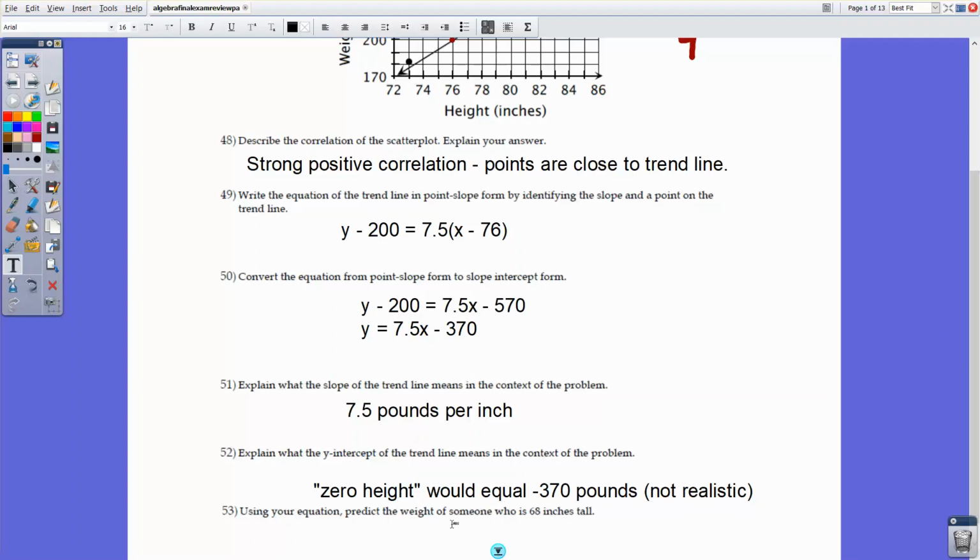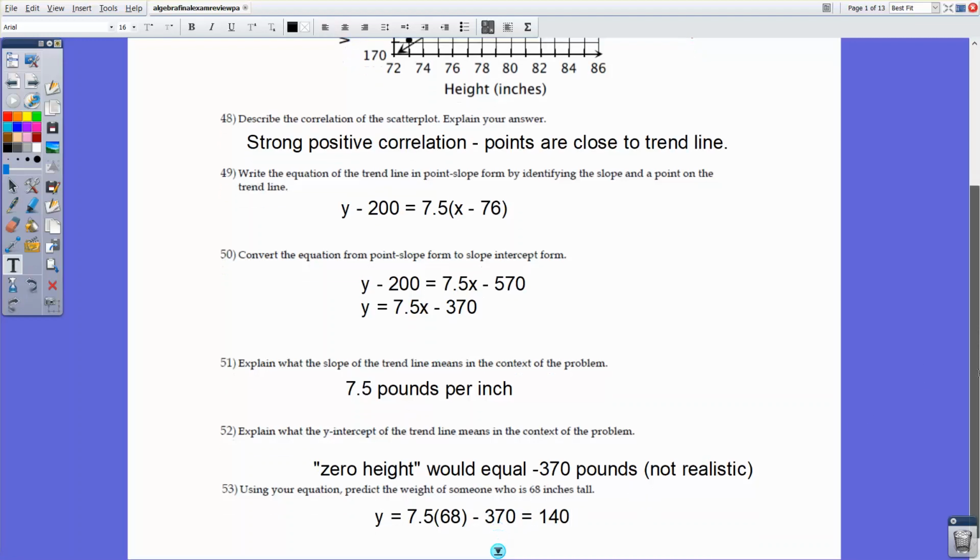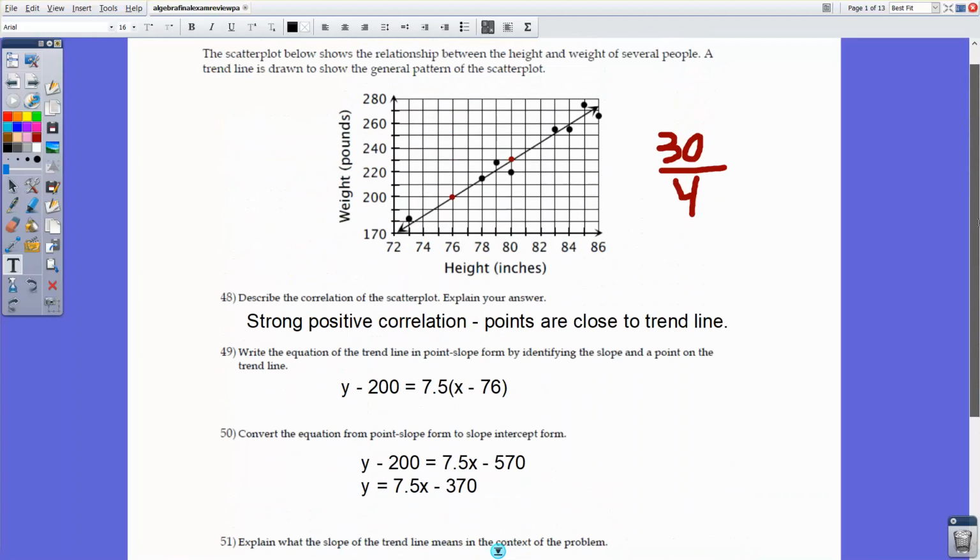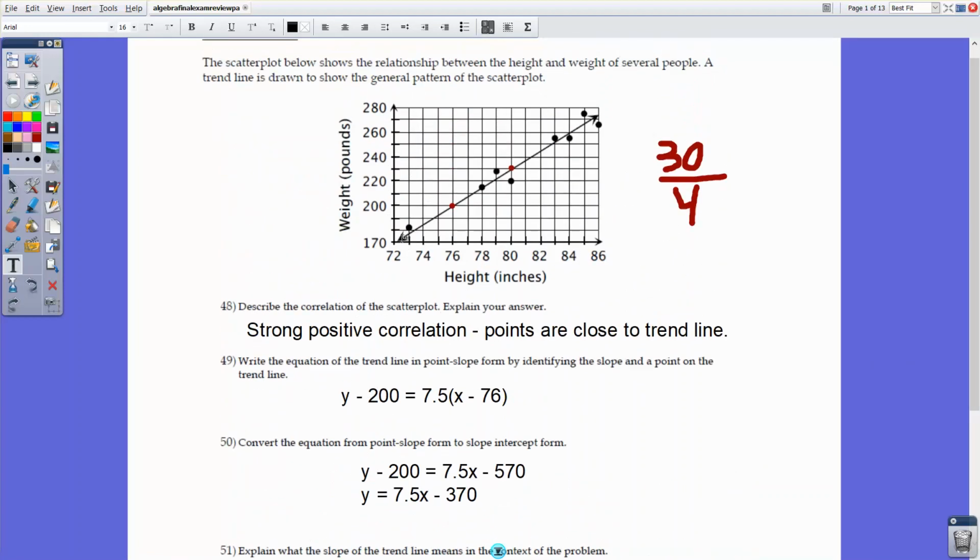Predict the weight of someone who is 68 inches tall. This means here we're going to use x for 68. If I did 7.5 times 68 and then subtracted 370 from my result, 7.5 times 68 is 510, subtracted by 370, so it would be 140 pounds. So somebody who is 5'8", according to this trend line, would be 140 pounds. If I look back at my graph, that kind of makes sense because it looks like we're making an extrapolation. These are all very tall people based on this graph.